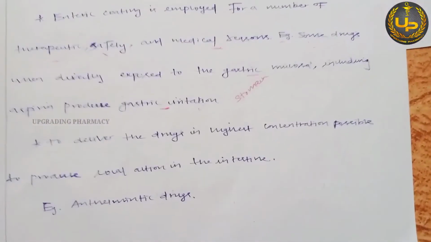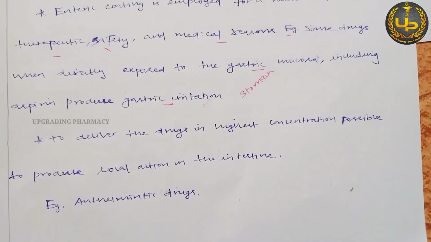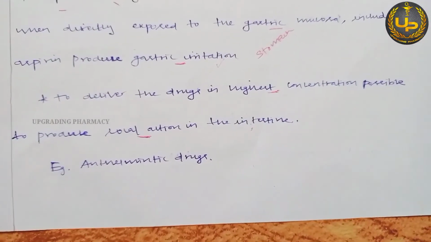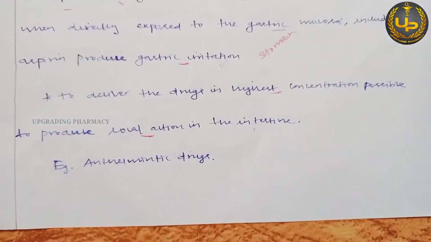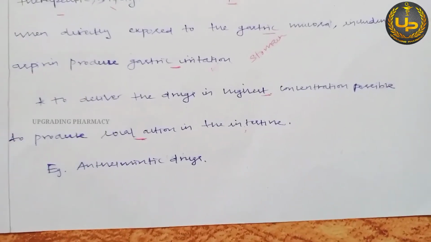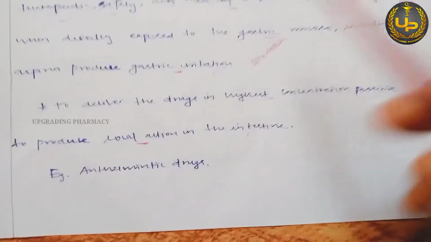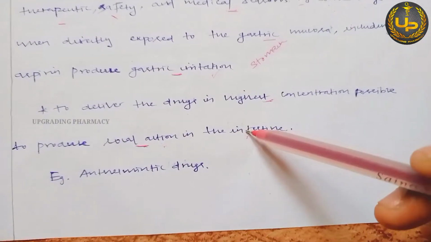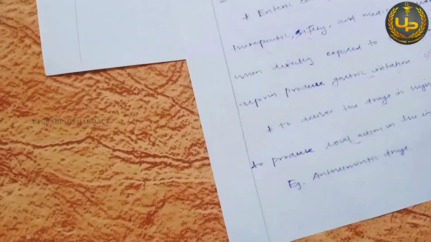To deliver the drugs in the highest concentration possible to produce local action in the intestine. If the intestine has any infection or any worm development, then we can deliver the drug in that particular small intestine. This delivery provides a higher concentration locally, rather than releasing the drug in the stomach. The local action produced in the intestine is done by enteric coating. An example is anthelmintics. Anthelmintics are agents to inhibit or kill the development of worms in our intestines.